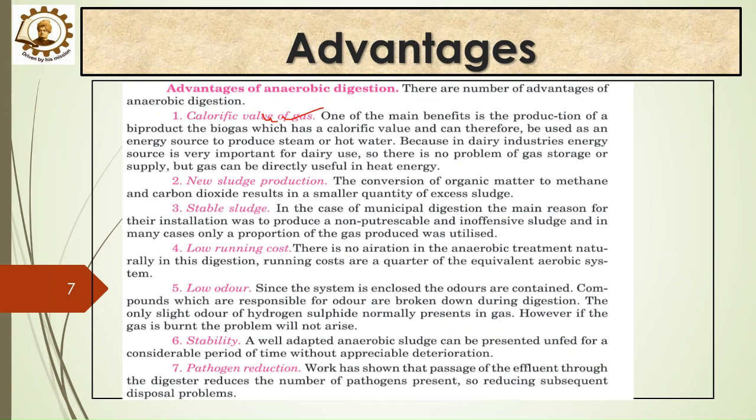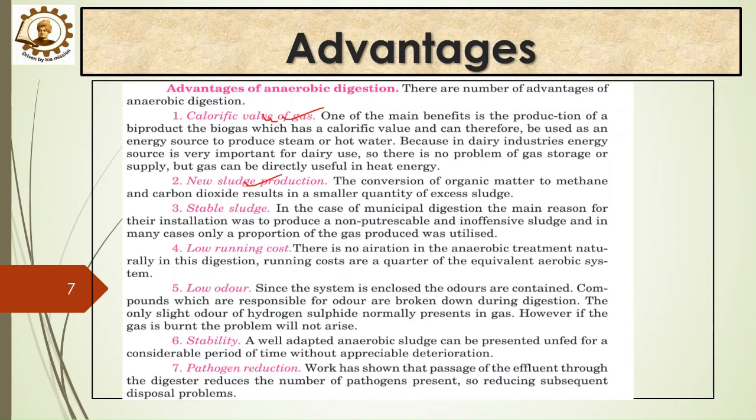Next is the low sludge production. The conversion of organic matter to methane and carbon dioxide results in a smaller quantity of excess sludge. Then we have the third point, a stable sludge. In the case of municipal digestion, the main reason is to produce a non-putrescible and inoffensive sludge. Number 4 is the low running cost. There is no aeration in anaerobic treatment, naturally in this digestion, so running costs are also very low.